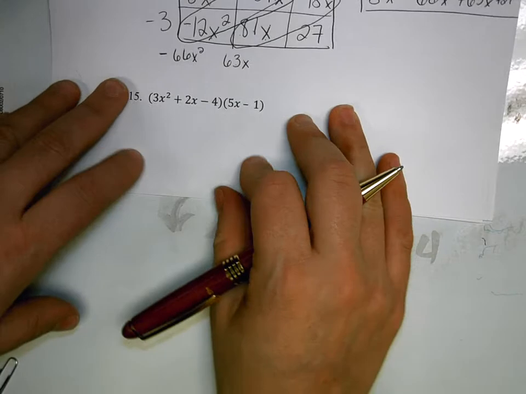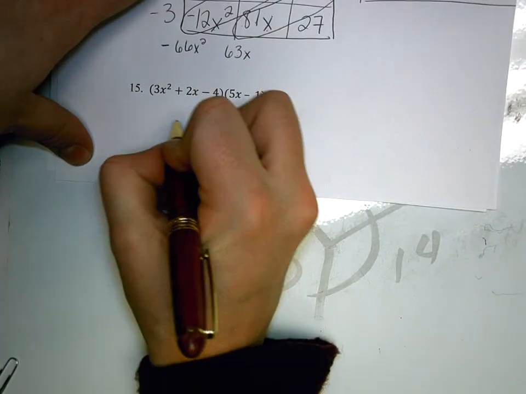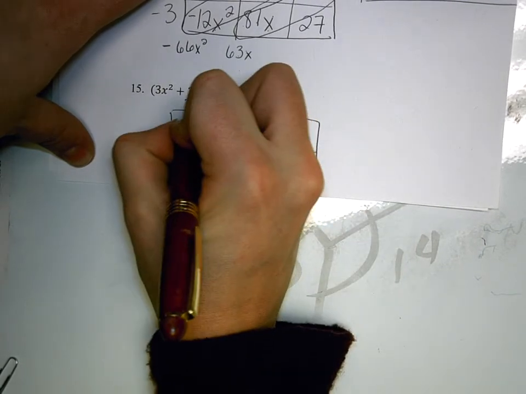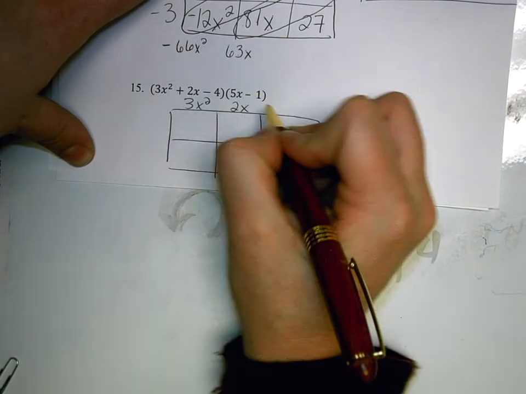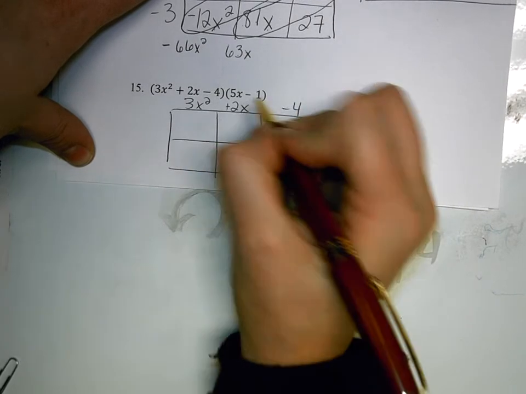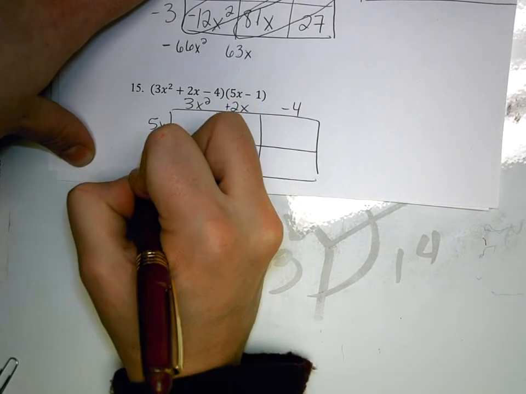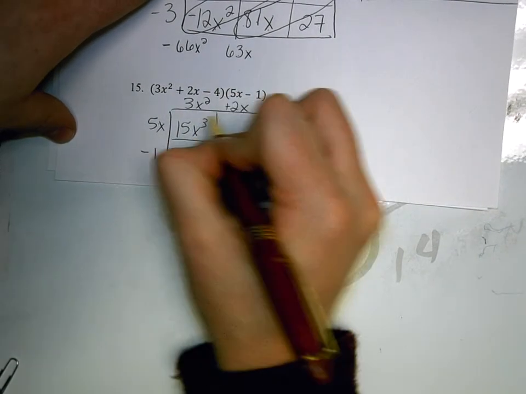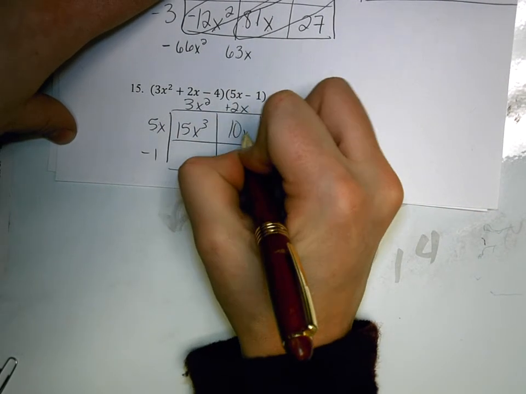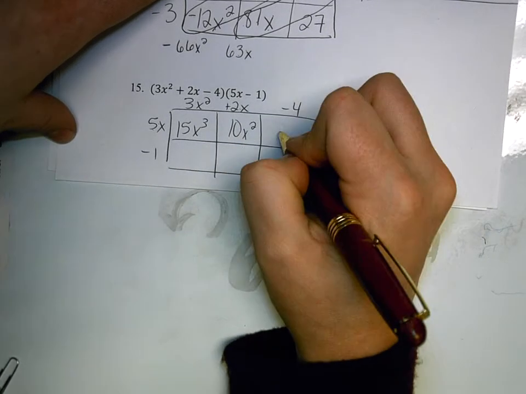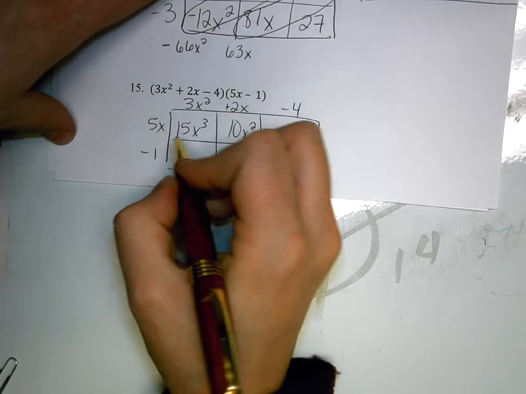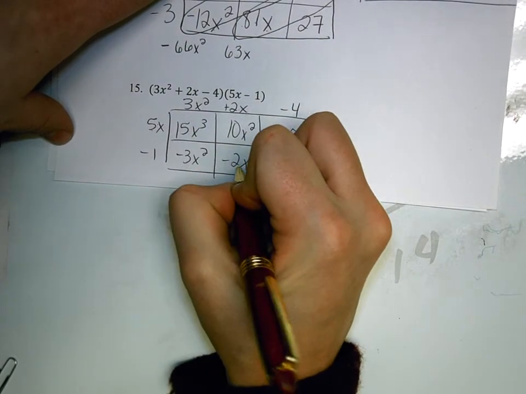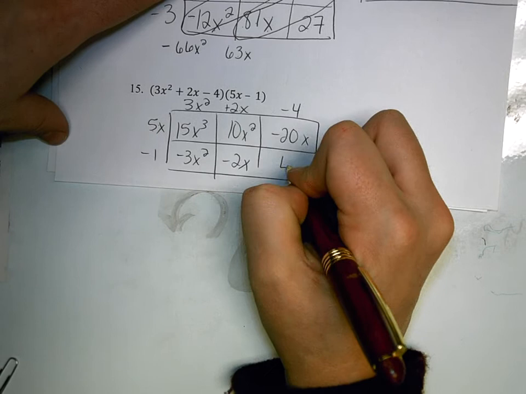Number 15 is also a trinomial and a binomial. You get 3x squared plus 2x minus 4 and 5x minus 1. So I multiply 5x times 3x squared, that gives me 15x cubed. 2x times 5x is 10x squared. Negative 4 times 5x is negative 20x. 3x squared times negative 1 is negative 3x squared. 2x times negative 1 is negative 2x. And negative 4 times negative 1 is positive 4.